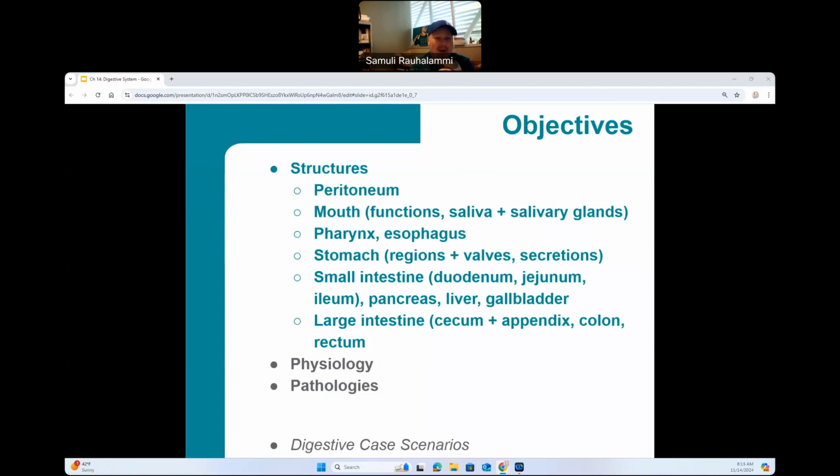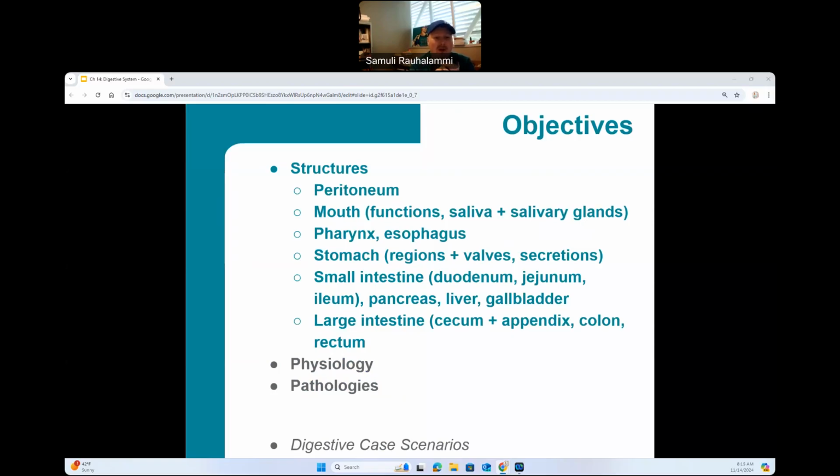Then we'll talk about the pharynx and esophagus. We'll also talk about the stomach. We'll look at different regions of the stomach. We'll look at valves that are involved, and we'll talk about secretions. And those secretions really do tie into that physiology a big time.